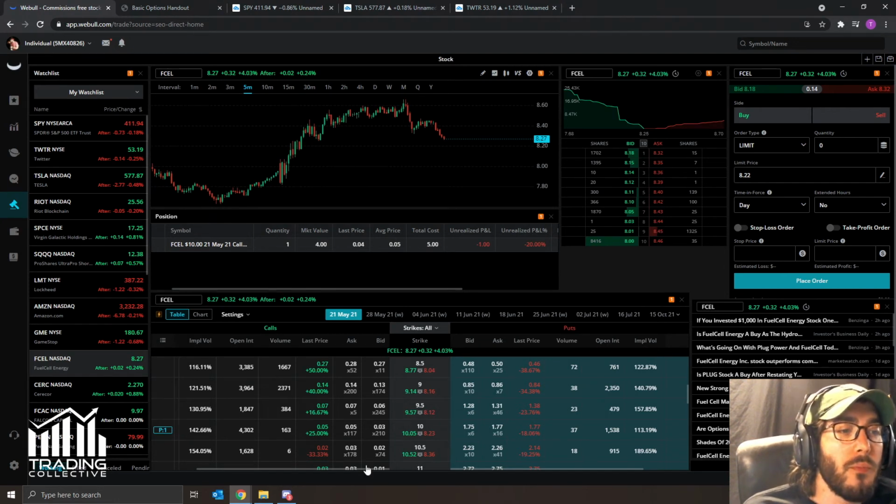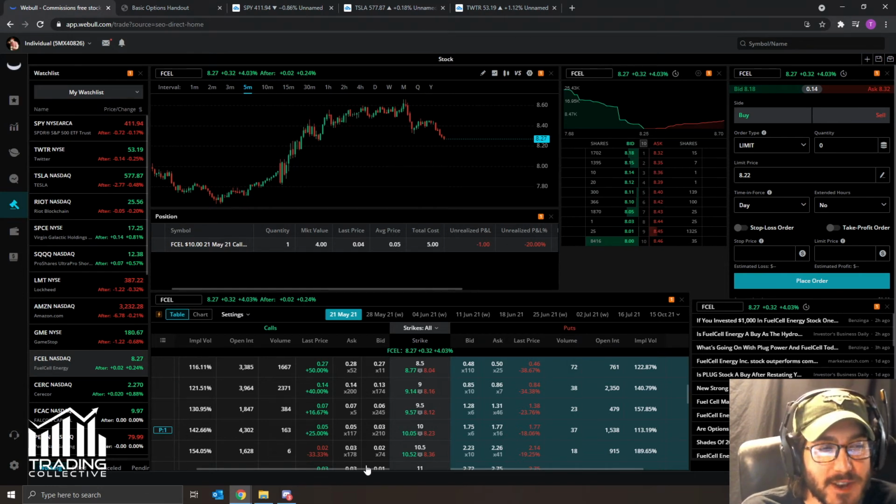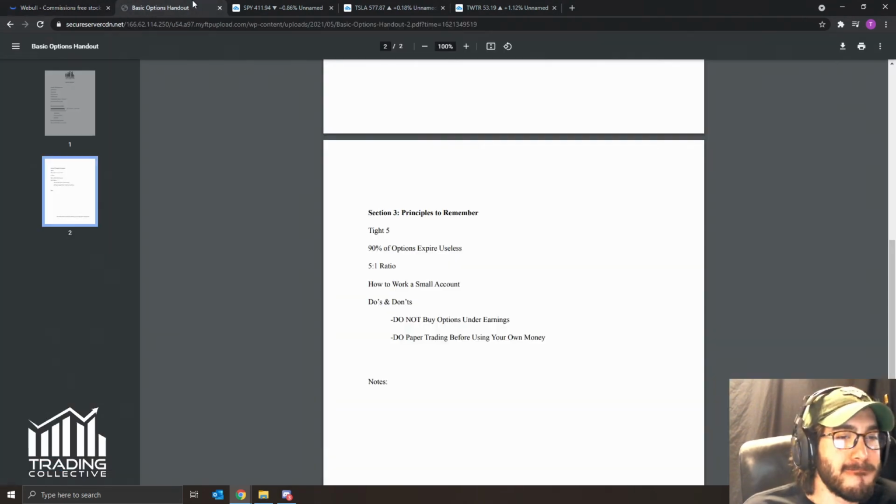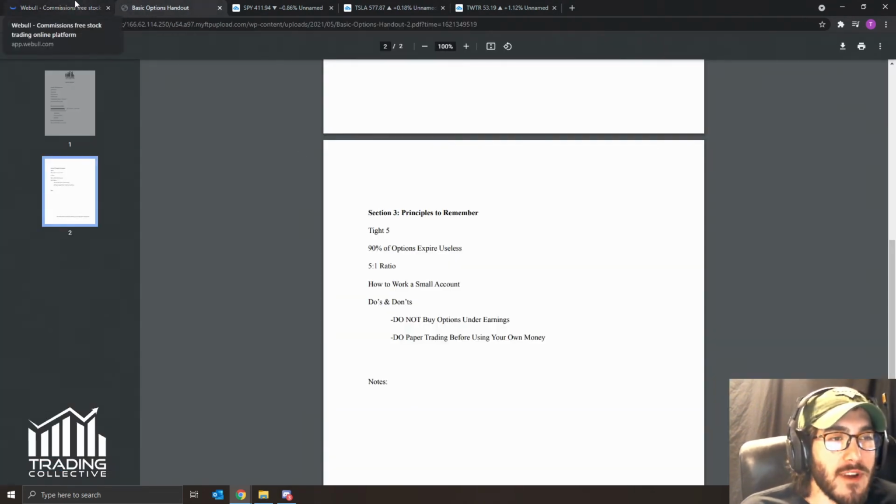But that's not the point. The point is that you don't have to be in the money to close your position. Over 90% of options contracts expire useless. Most people play options just for the premium. Keep that in mind. 5-to-1 ratio.